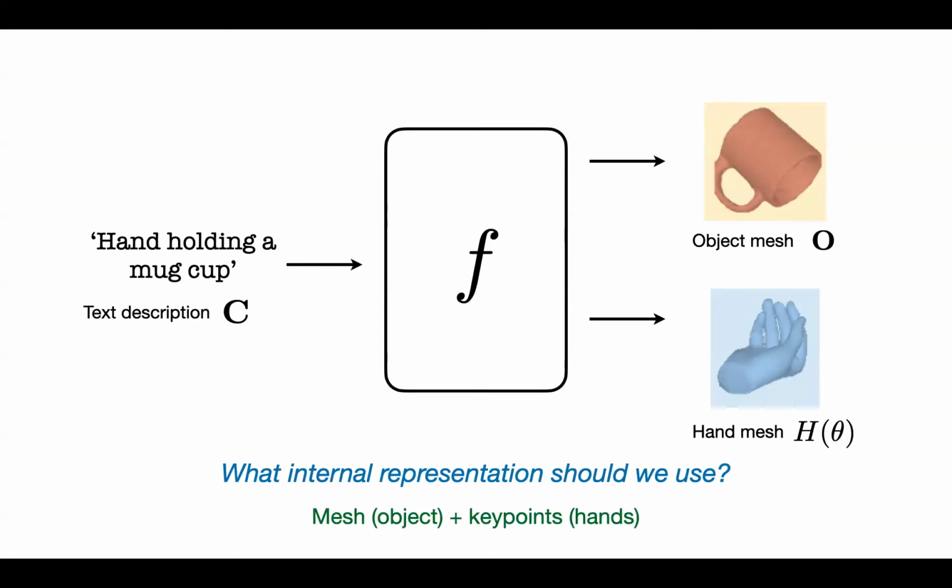So in this paper, we decided to use a mesh model for the object and then key points for the hands. So why a mesh model for the object? Objects can take many shapes, many sizes. It's very hard to parameterize an object in terms of key points, right? So we're going to use a mesh. And then for the hands, hands usually have a standard shape. So we could assume that we're going to have consistent key points.